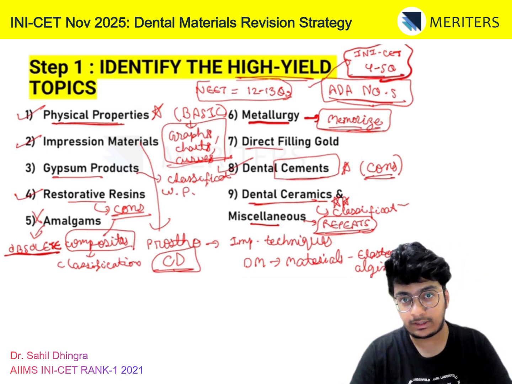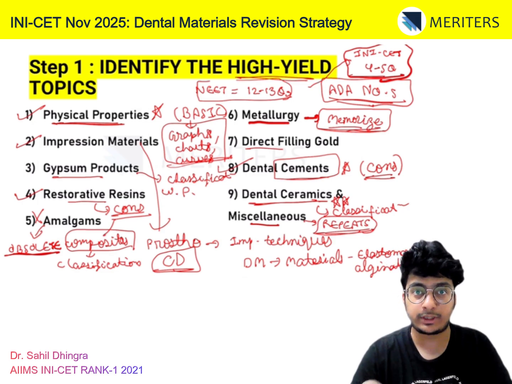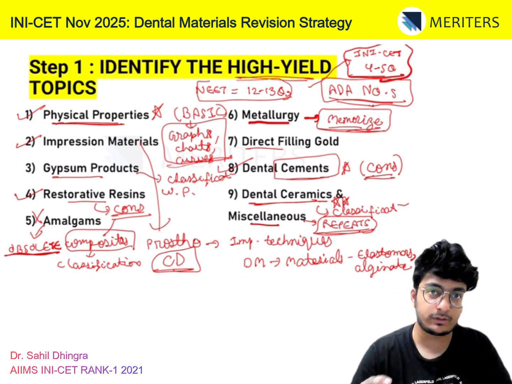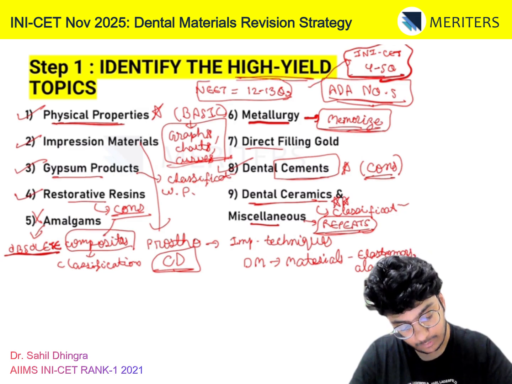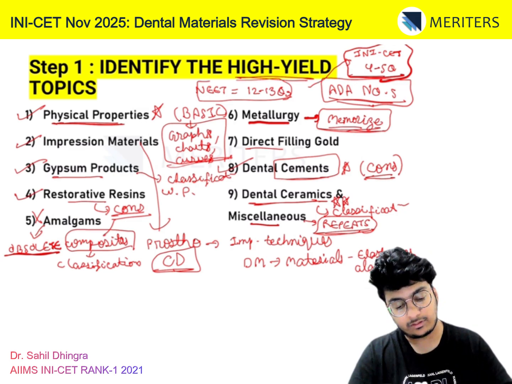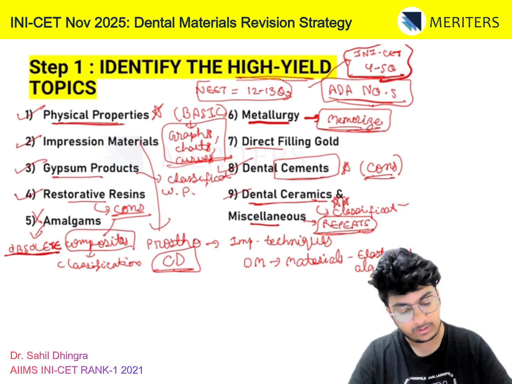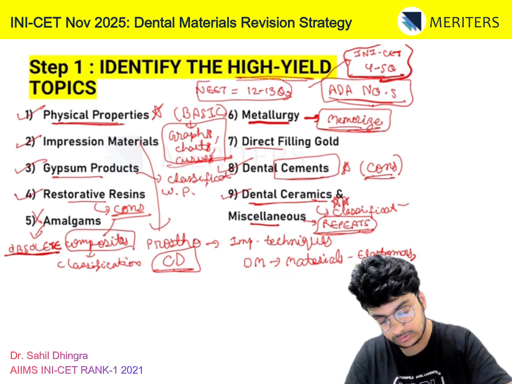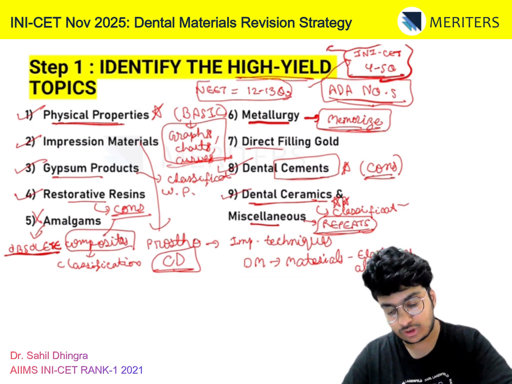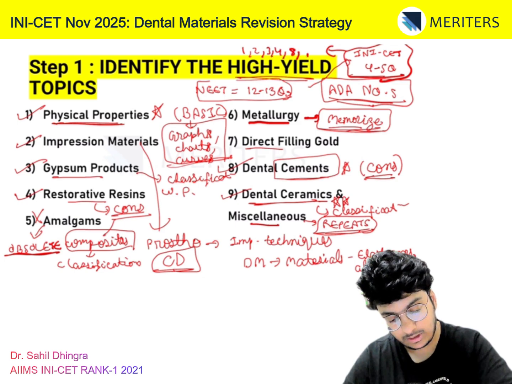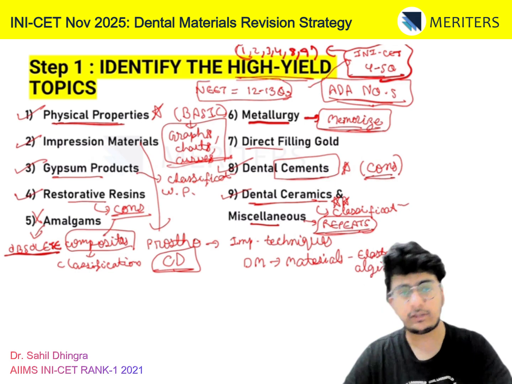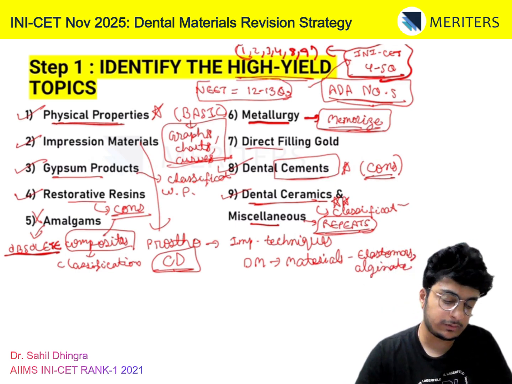And there is another classification for the fusion temperature, low fusing, high fusing, medium fusing. So you have to learn that classification also, the temperature one. Again, then gypsum products, restorative resin. So most important topics here are your first 4 and the last 2. From these only mostly they will ask in INICET, from your chapter number 1, 2, 3, 4, and then 8 and 9. Among these also, you can expect around one question from each.